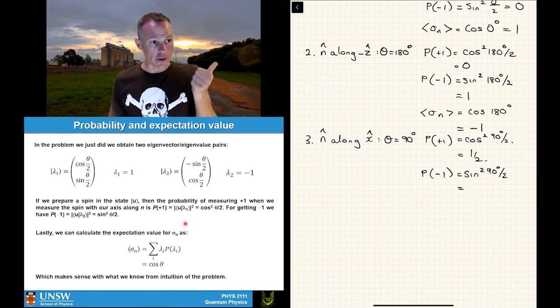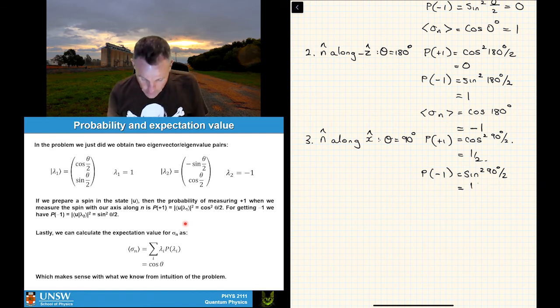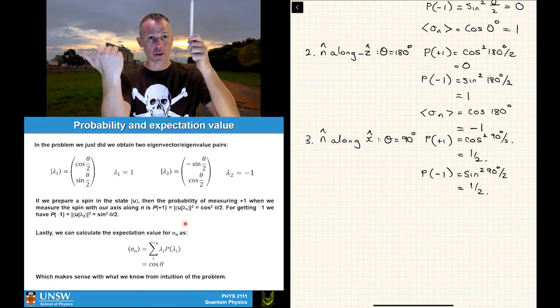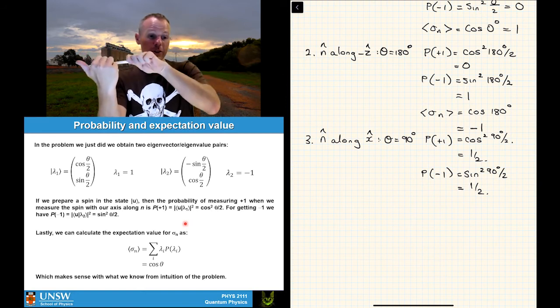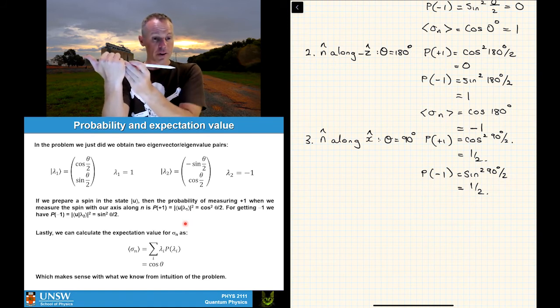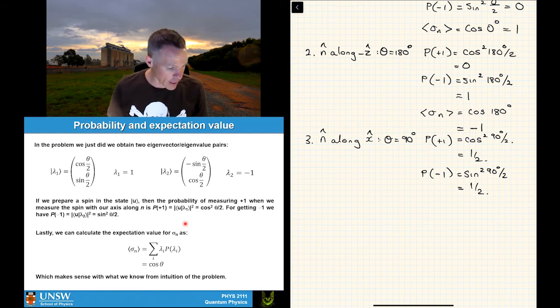Again, sine of 45 is 1 over root 2. 1 over root 2 squared is a half. This is a half here. So basically, if we have spin up, we put it into something that's measuring to the right, we would get a 50-50 chance of spin pointing to the right and 50% chance of spin pointing to the left.